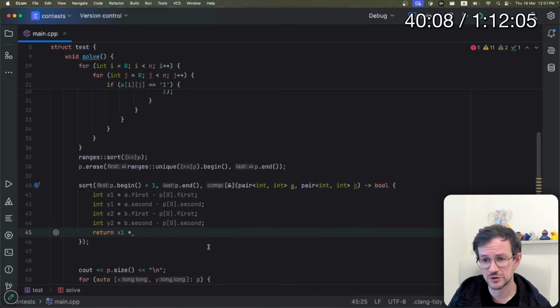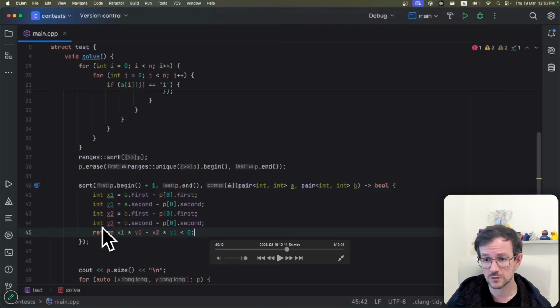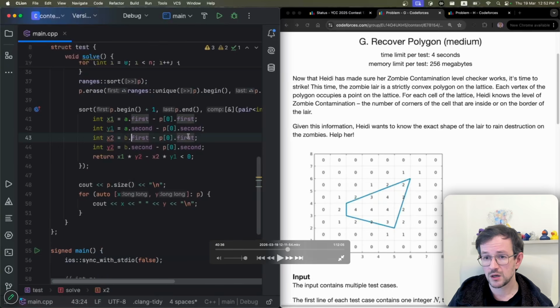I first sort all the points by x. I'm doing it in integers. That's how I always implement it, so I don't have any problems with floating point numbers. I calculate the cross product and see if the cross product is negative. That's it. That's how you sort by the angle.